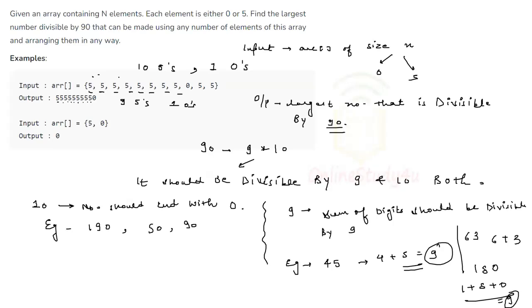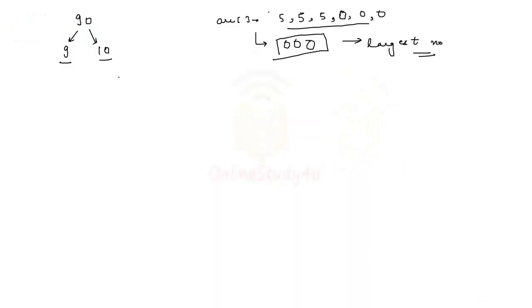We were having 10 fives, but in the output we are having 9 fives. Because when you add 5 nine times, what number will you get? You will get the number as 45.